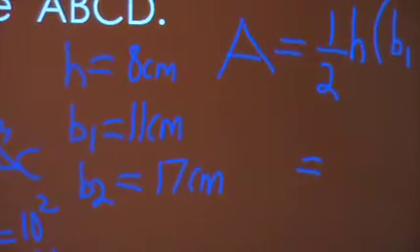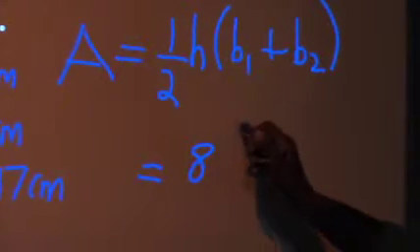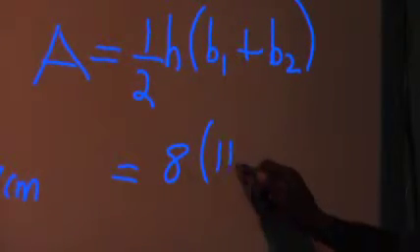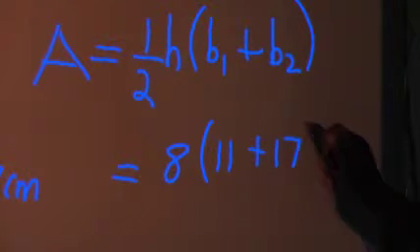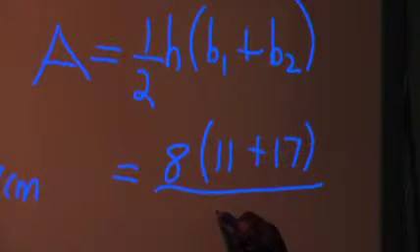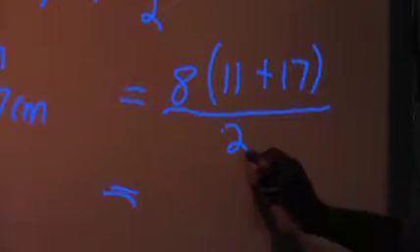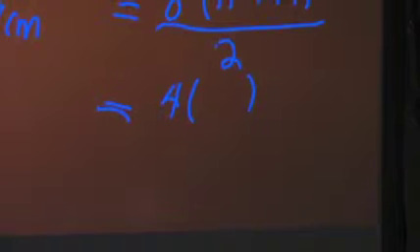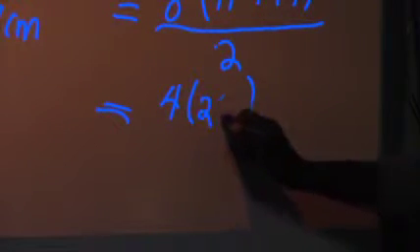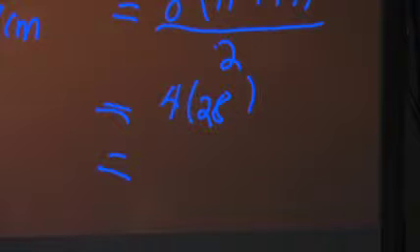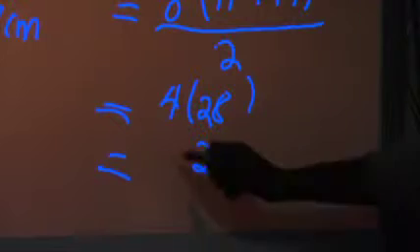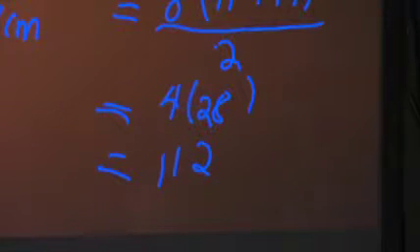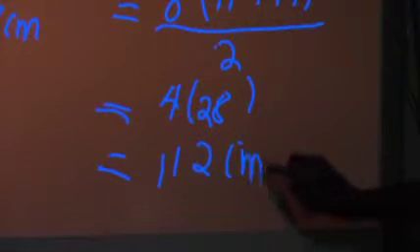And let's write this formula like this. H is going to be 8. B1 is 11 plus 17. I just want to divide that by what? 2. So I'm going to have 8 divided by 2. That's 4. 11 plus 17 would be 28. So that's going to be 112. Alright? So basically we're going to have our area to be 112 centimeters squared.